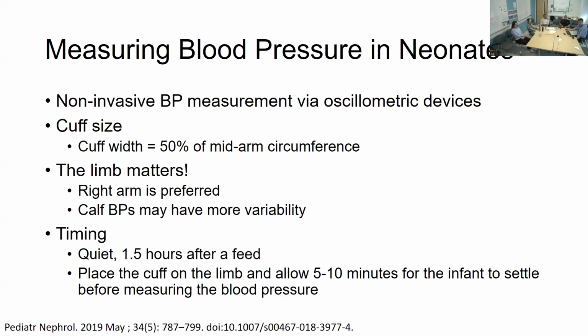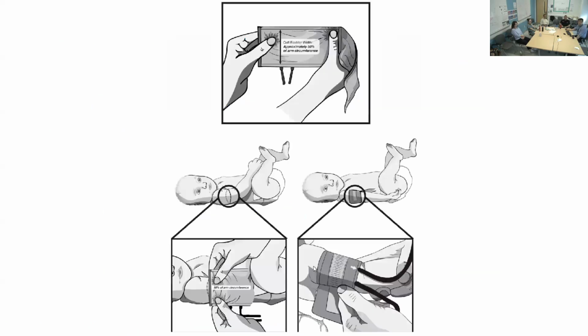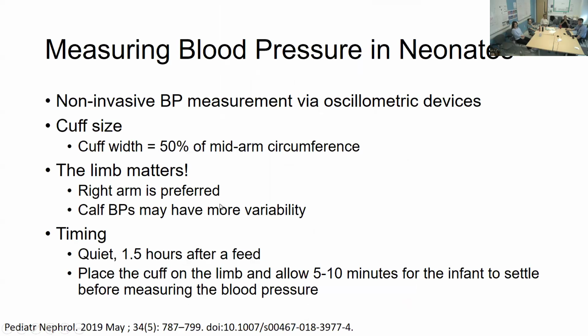And then the cuff size also matters. So the way that it's measured basically is that the width of the cuff is 50% of the baby's maximal arm circumference. And I don't think we're going to ask you if you measured the baby's arm or anything like that, but ideally we try to make sure that it fits well, which again can be challenging in smaller babies. And then the timing, this is based on the guidelines.